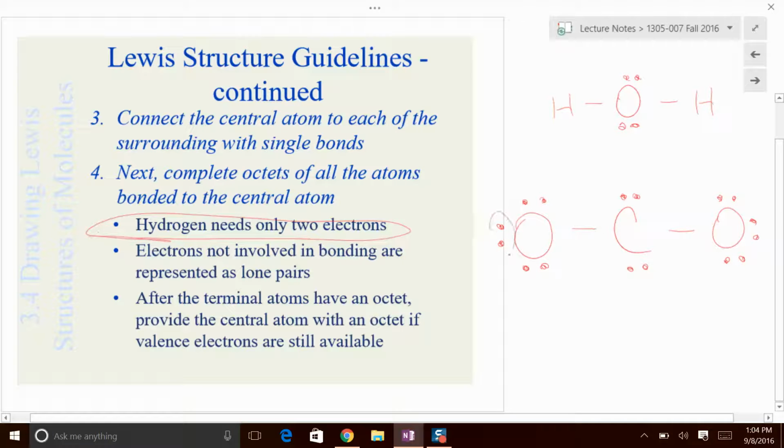Okay, so these electrons that I've put out here are called lone pairs. I have 1, 2, 3 lone pairs on that first oxygen. I have 2 lone pairs on the carbon and another 3 lone pairs on the other oxygen. Okay?